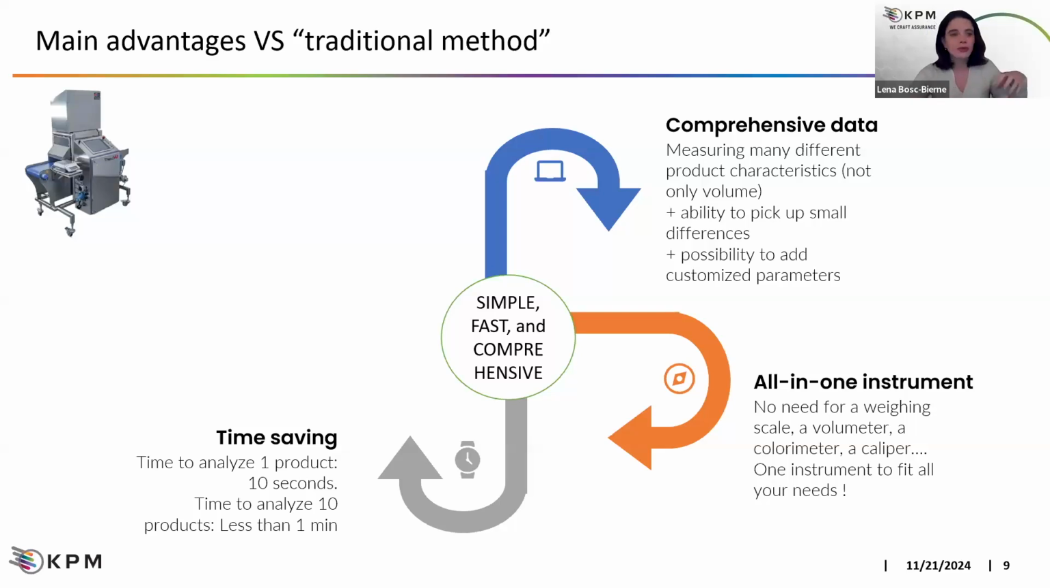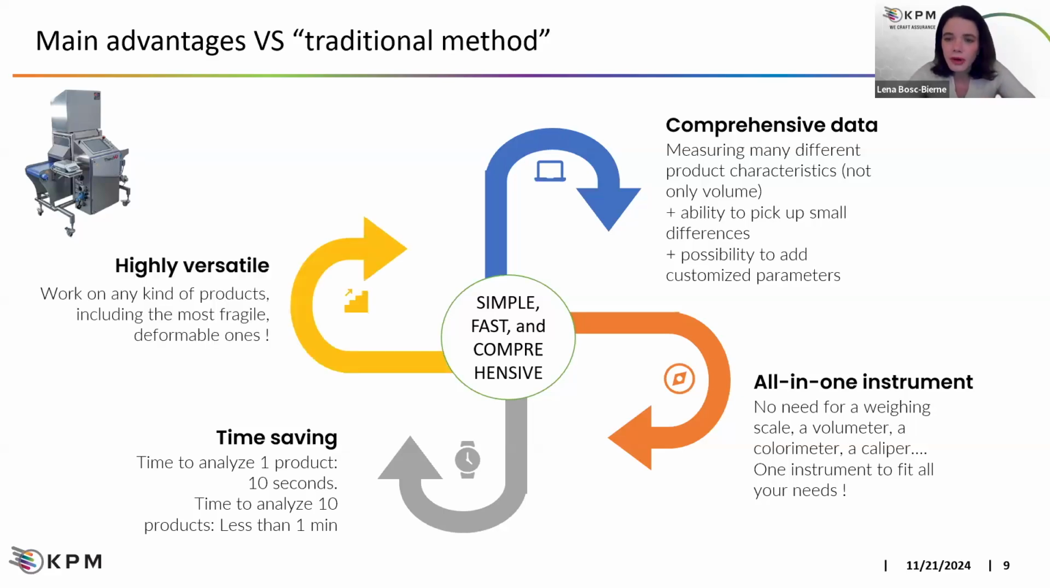And you can put on the trolley 10, 20 different products and do averages of the results and see the standard deviation. So this can be very powerful. And also it's highly versatile because you don't really have to touch the product. You just have to place it on the conveyor and it works alone. So any kind of final product that is a little bit delicate, deformable, that's really ideal.